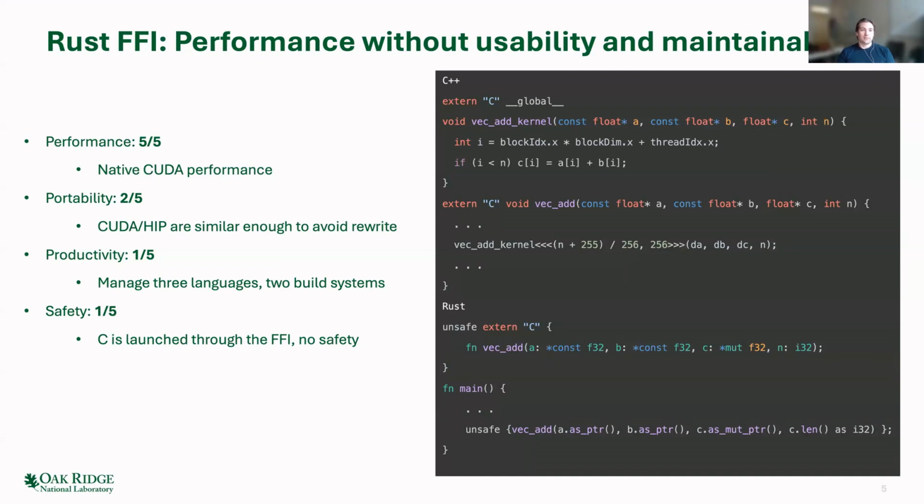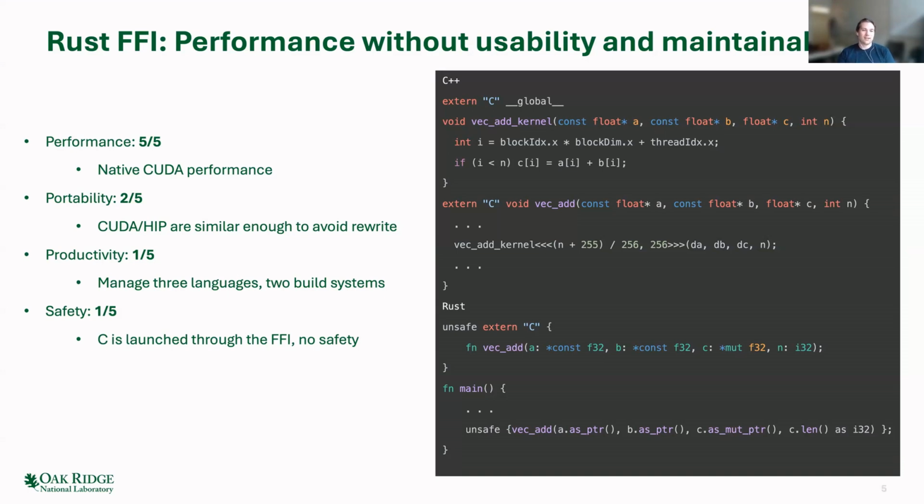Okay, so starting out with the Rust FFI, just calling raw C and CUDA. On the right, you see how the code looks. I rated the performance there 5 out of 5. I think if you're just calling CUDA from Rust, you're going to get the native performance that you want. Portability, I gave it a 2. Maybe I should have given it a 1. CUDA and HIP are similar enough that the rewrite's not very big, or you can easily just translate it. So I gave it a 2 out of 5, but really, you're still just writing the kernels directly. So not much portability there.